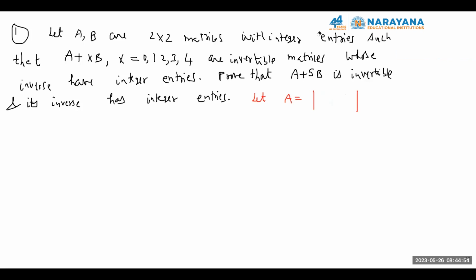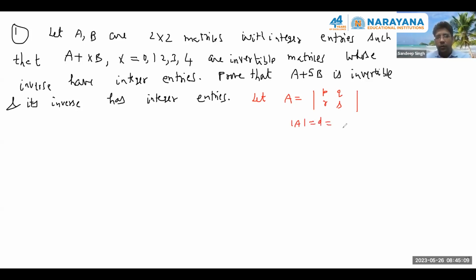Yes, sir. So suppose I take A as, let us say, P, Q, R, S. These are the integral entries. So obviously its determinant D is PS minus QR. Now, for A inverse to also have integer entries, what are the entries of A inverse? You very well know, the adjoint. So you keep S, P like this and minus Q and minus R, and divide this by D, 1 by D. This is your A inverse. So this should also have integer entries.